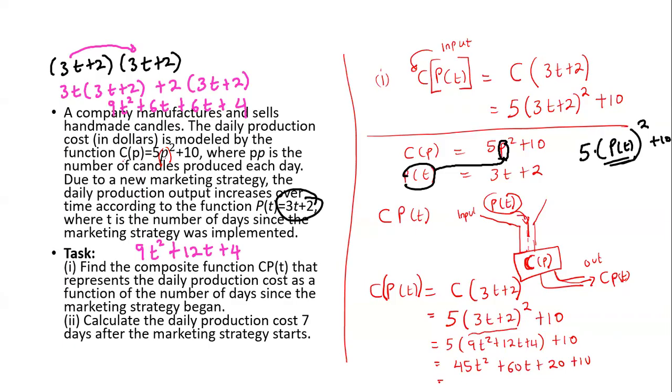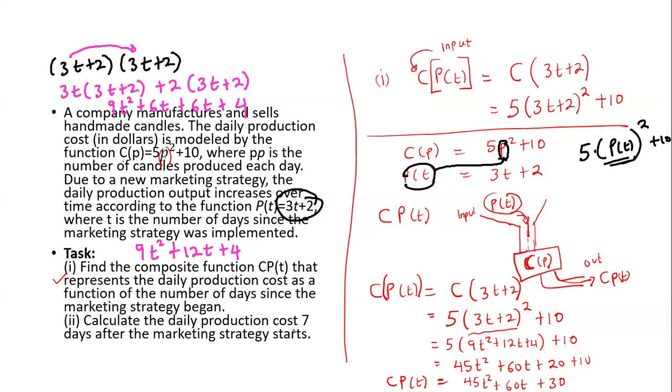So from there, we are going to open up and now have 45t squared plus 60t plus 30. So that is your C of P of t. Okay, so that is your first one for part 1. Kindly let me know whether now it is clear to everyone. People are saying it is now clear.